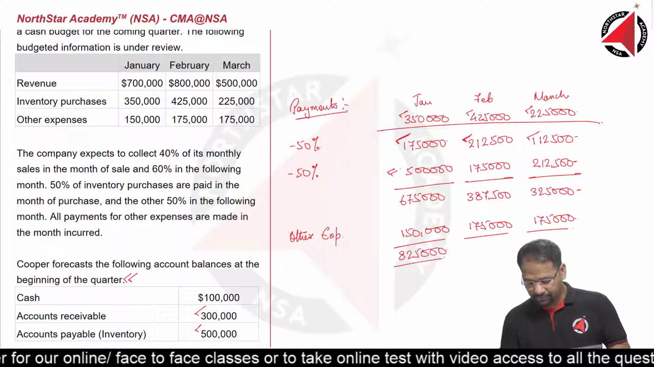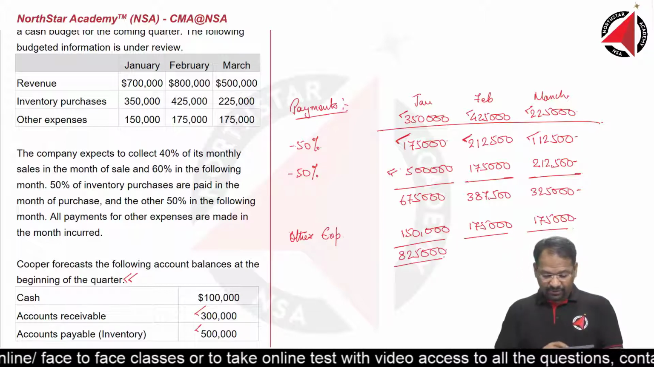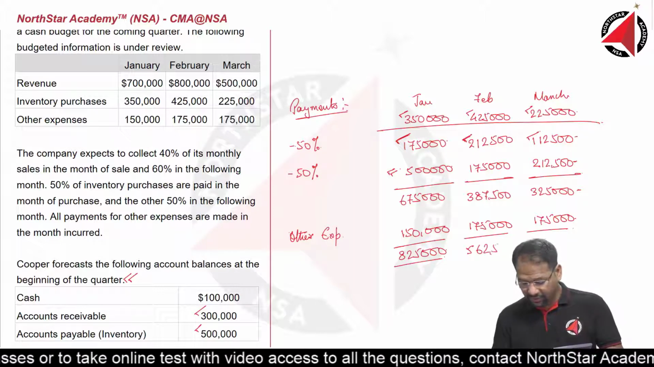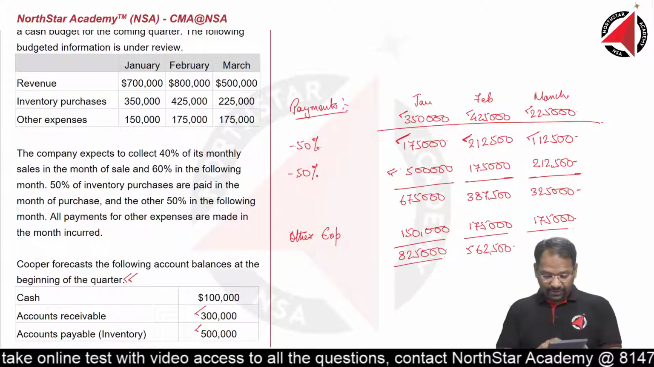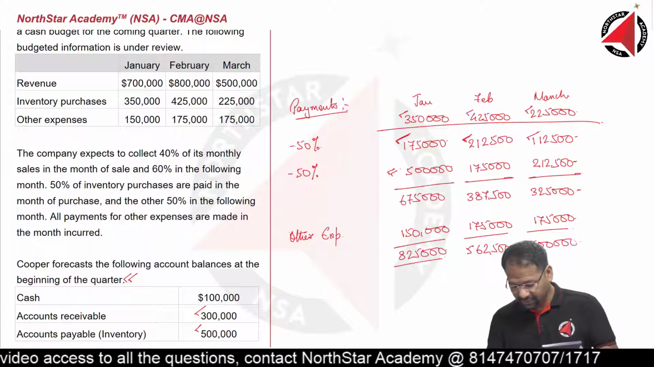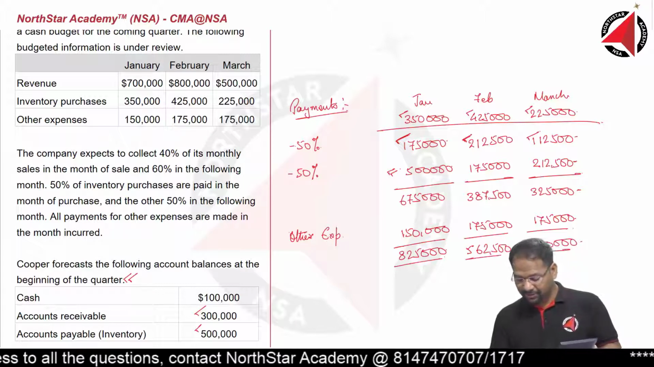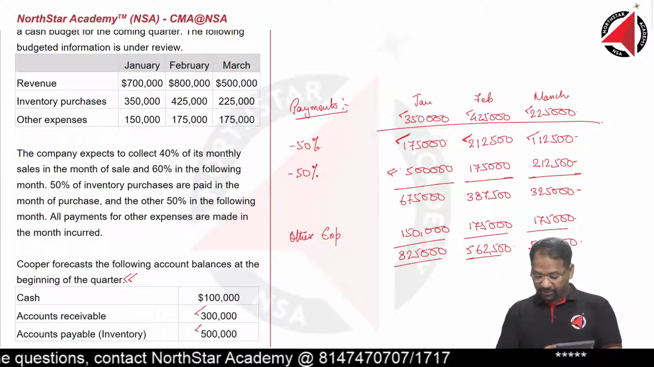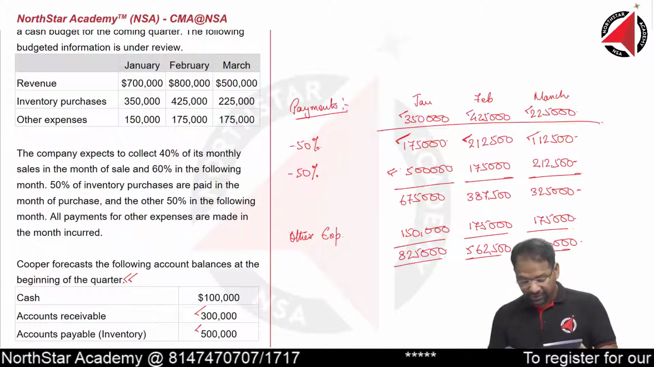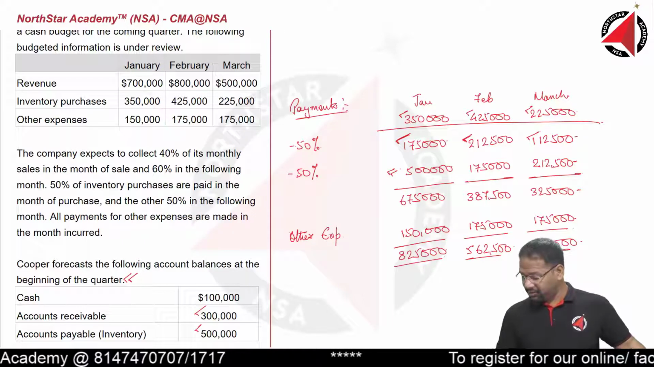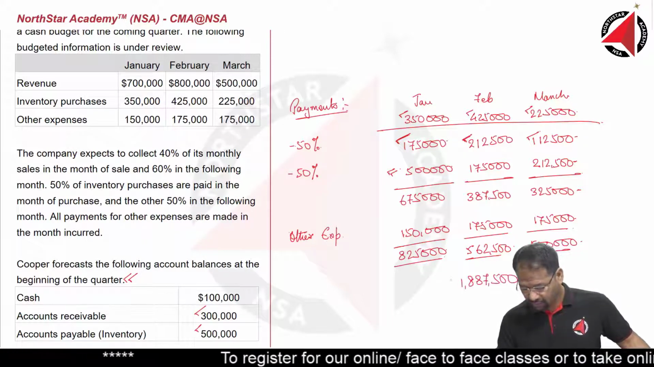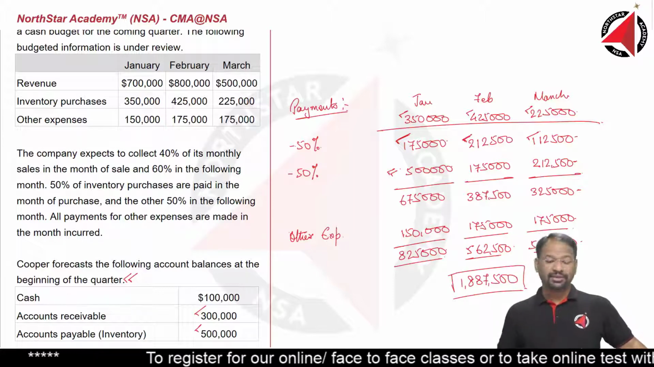So 675,000 plus 150,000, we get $825,000. Next, 387,500 plus 175,000, we get 562,500. Last one, 325,000 plus 175,000, we get 500,000. So how much is our total payments? Total payments is 825,000 plus 562,500 plus 500,000. If we do the sum of it, we have the total payments of 1,887,500. These are our total payments.